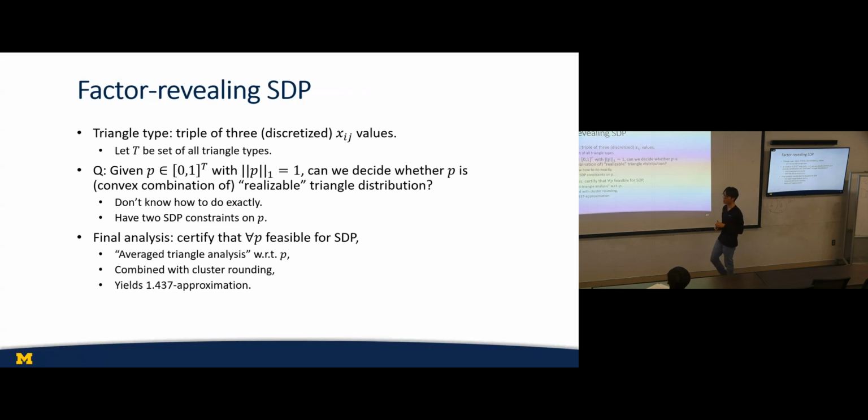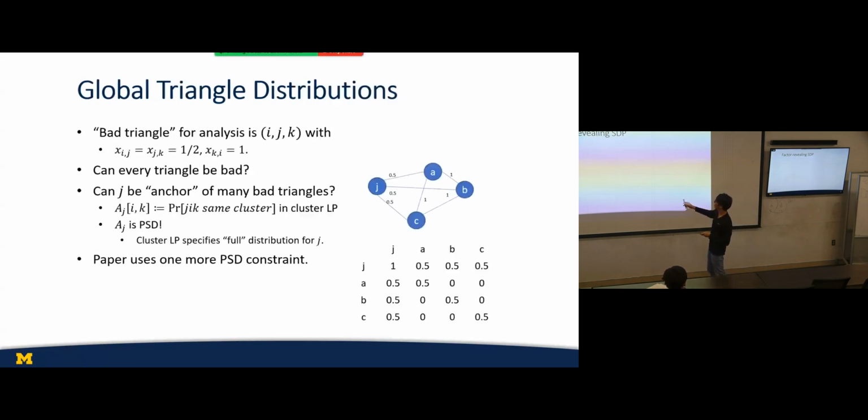Yes. Wait, sorry, what exactly is the PSD constraint that's ruling out? I didn't say anything about it. Yeah, so basically this matrix being PSD is the one constraint. For any fixed J, look at this matrix A sub J. Each of these A sub J matrices should be PSD. Why should I think that this says something about bad triangles?